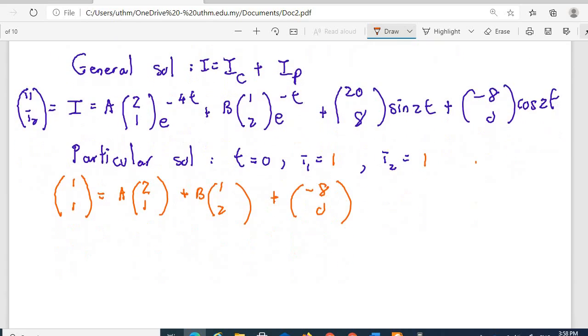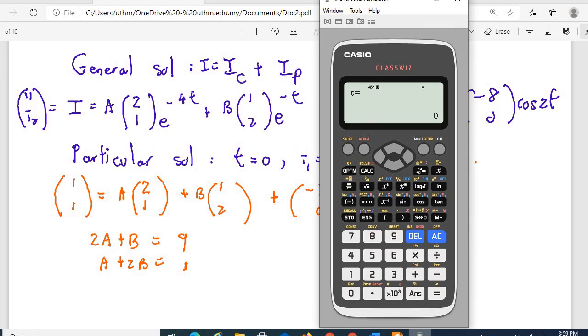Then you change it to the system of linear equations form. You have here 2A plus B equal, and this negative 8 you collect to the constant term. So 1 plus negative 8 is collected together, it will be 9. Second row, you have A plus 2B, this one 0, so the second row you're only left with 1. So you can quickly solve these two simultaneous equations using your scientific calculator.